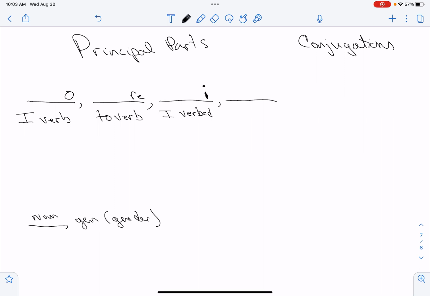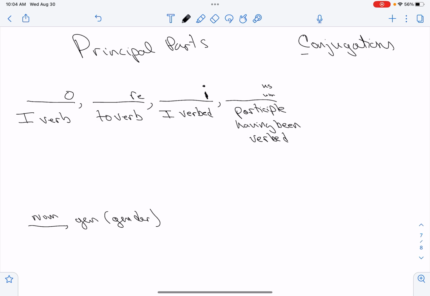And then the fourth principal part, depending on the textbook you use and your teacher's preference, will end either in a US or a UM. And this is a participle, which again, I'm sure you're not expected to know coming into Latin too, but just if you're dying to know how to translate it, it's translated having been verbed. Okay? So those are the four principal parts, and I'm going to give you some examples in a second.